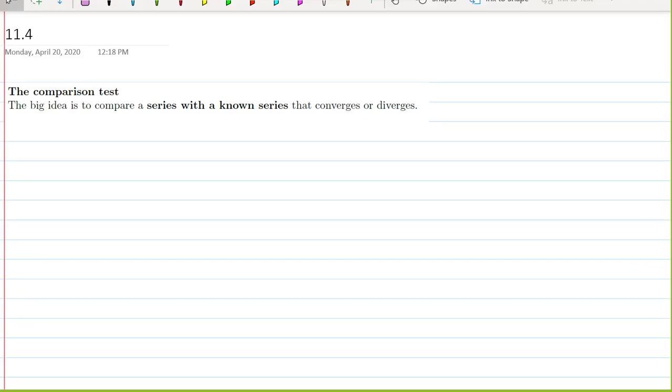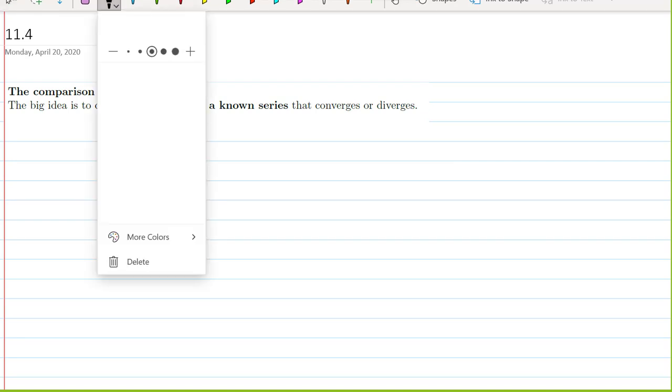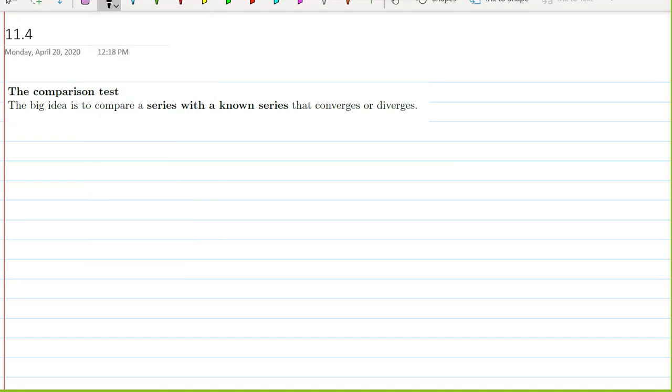All right, so in Chapter 11, Section 4, we're going to be talking about two different types of tests to determine if a series converges or diverges. And so they are both going to be forms of the comparison test. So the first one we want to talk about is just the direct comparison test. And the big idea is to compare a series with a known series that converges or diverges.